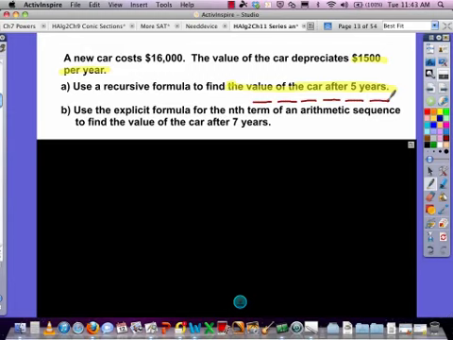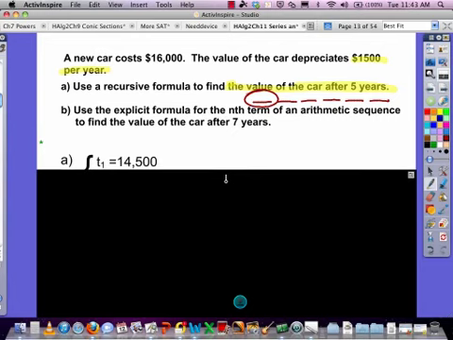So after the first year. So start thinking, what is your first term? You had a 16,000 original. It depreciates $1,500 per year. So after the first year, what will that value be? That's how you need to start. And that will be our first part of our recursive. So did you start with t sub 1 equals 14,500? If you didn't, rethink that. It didn't say at the beginning. It said after the first year.